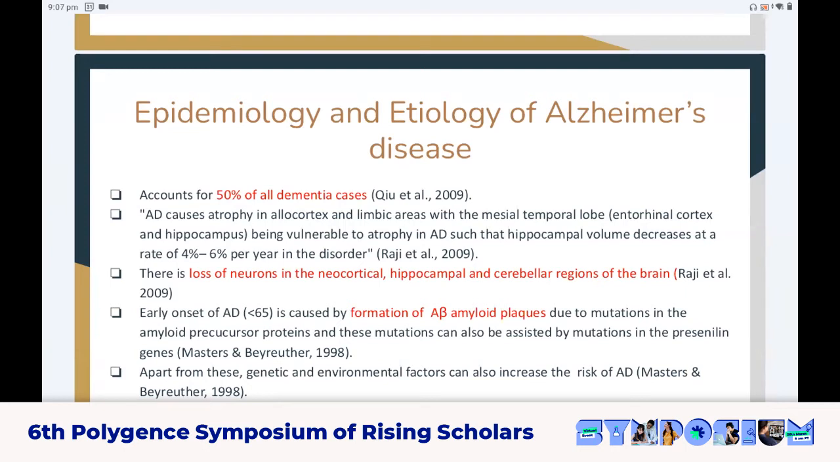The cause of this disease, as has been described by many research papers, is due to the formation of A beta amyloid plaques, which are just aggregates of proteins that form in the spaces between the nerve cells. These occur due to mutation in the amyloid precursor protein. A beta amyloid is a protein that is widely expressed in the body, but its function is currently not widely known. There are also some genetic and environmental factors at play. There are also the presenilin genes, which are involved here.